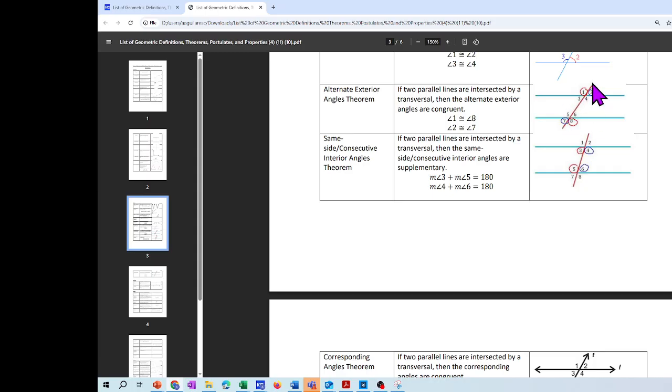Alternate means that one angle is on one side of the transversal and the other one is on the other side. In exterior, they're outside the parallel lines.